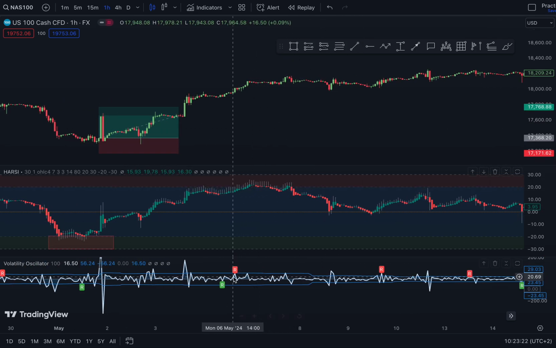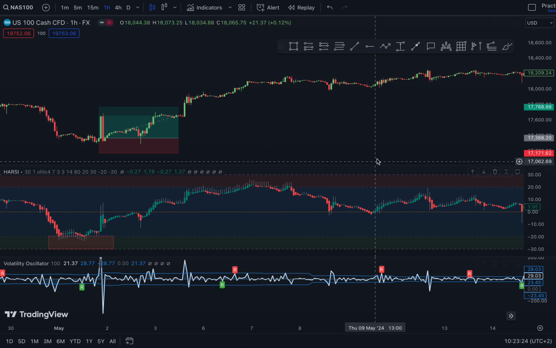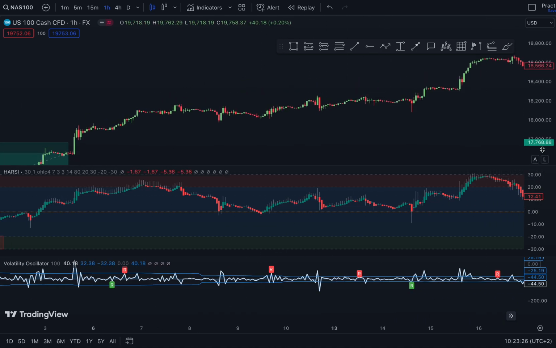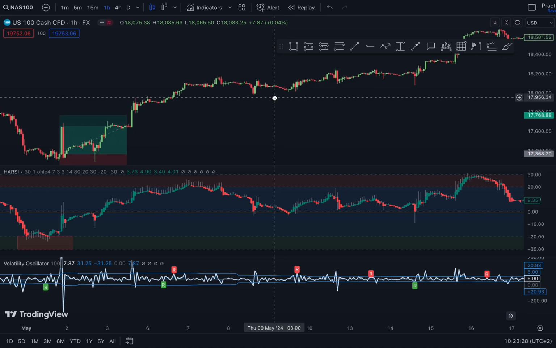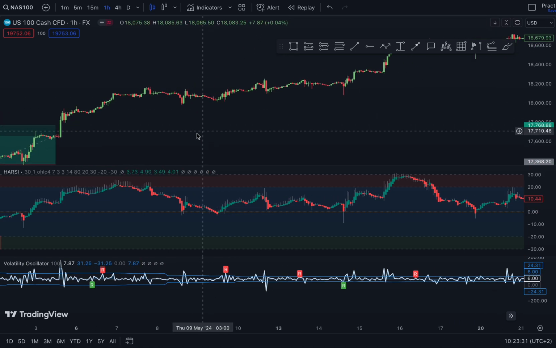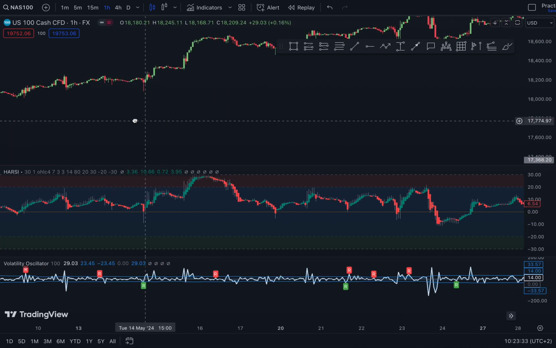Price is oversold, but there has not been any volume kicking in, so we're not going to take a sell. And plus, that's an uptrend, so I would not recommend going against the trend there. Let's keep going.